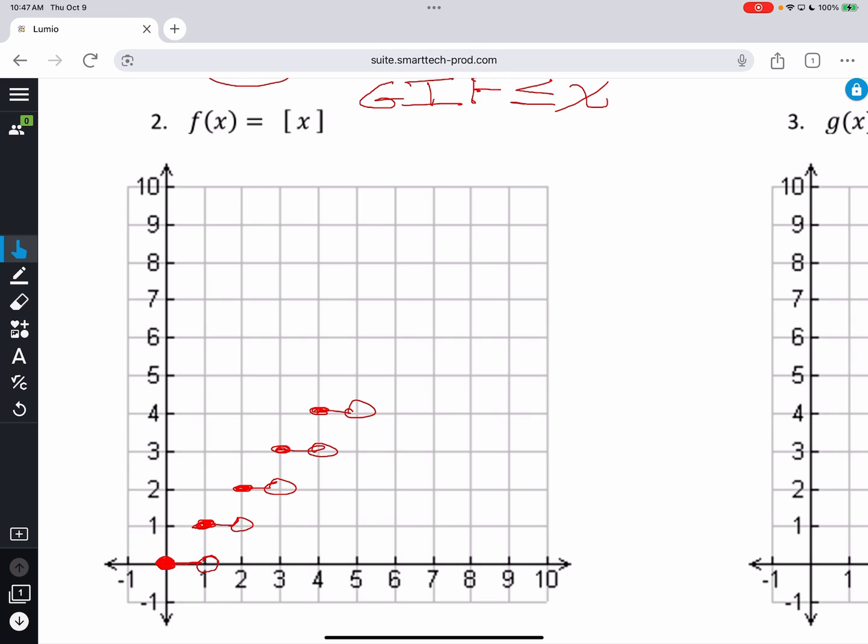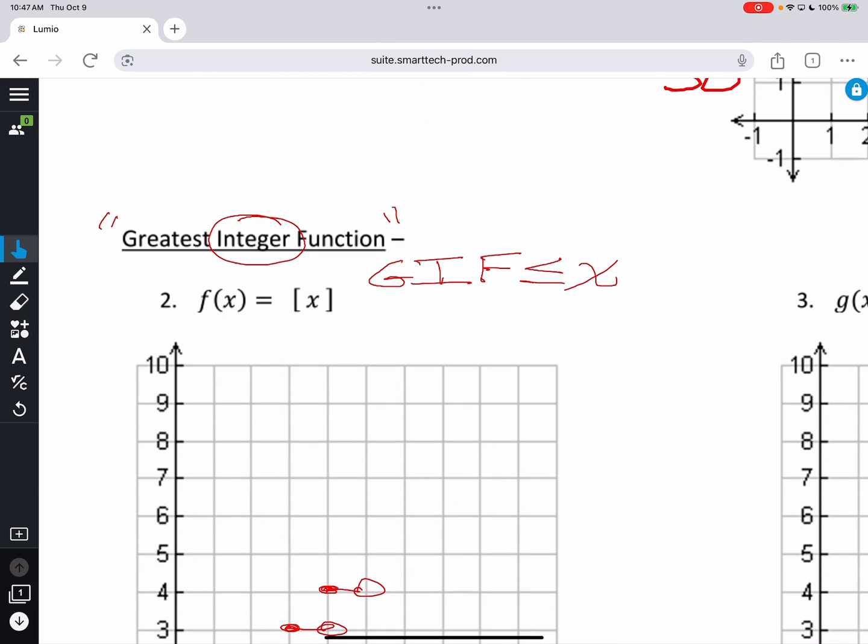Don't bother her feet. Her body. What does GIF mean? Oh, greatest integer function. I just used it. What does that have to do?